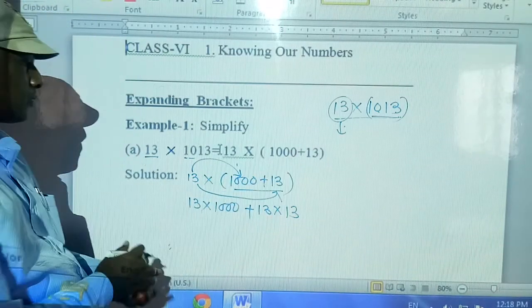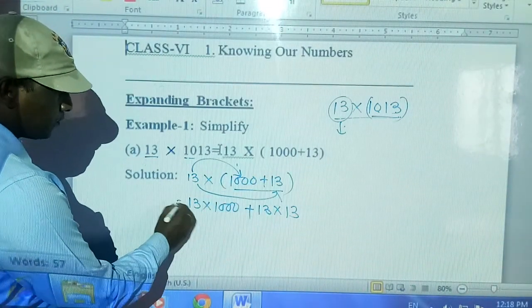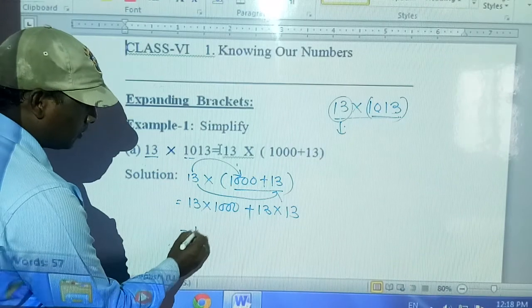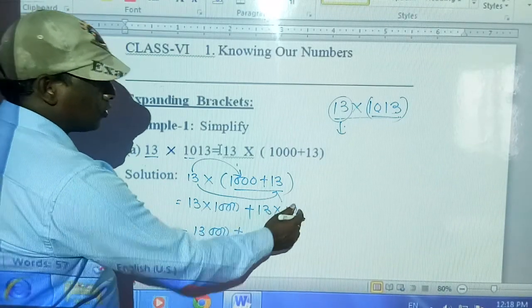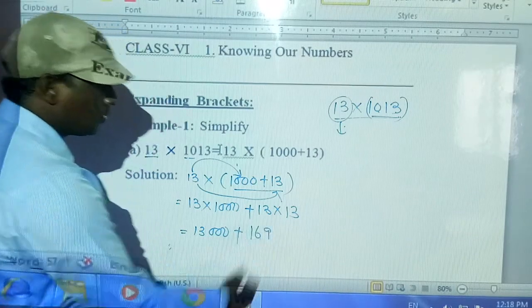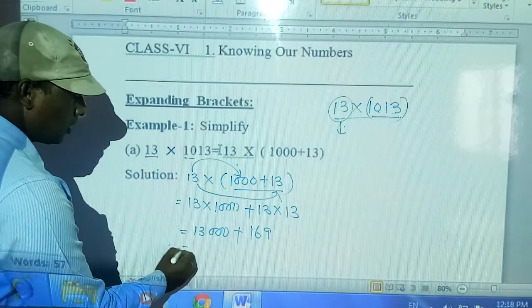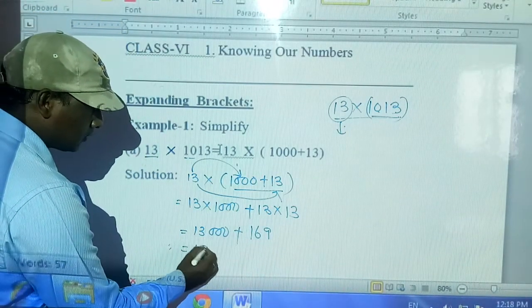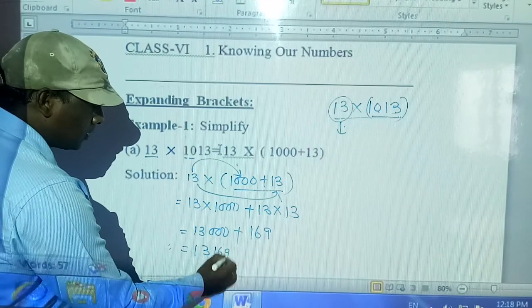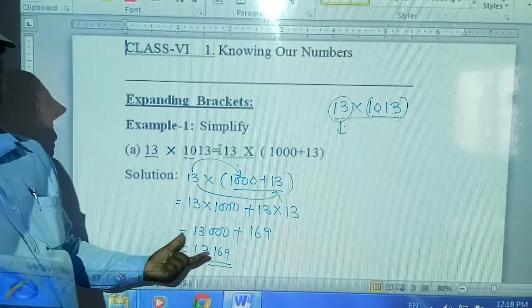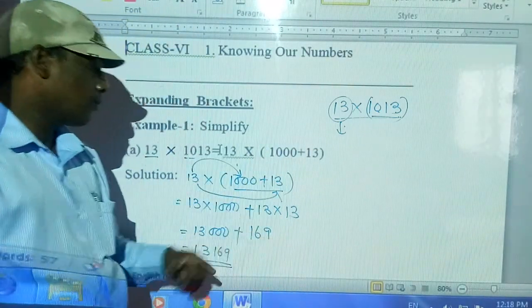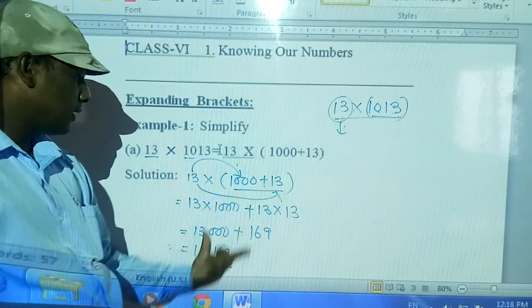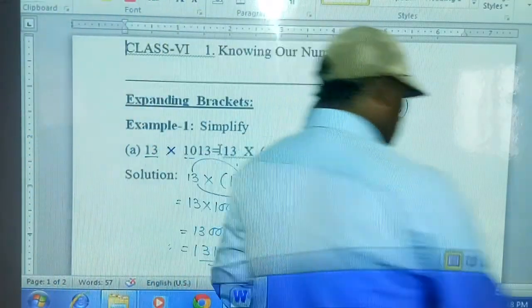You put equal to. Now 13 into 1000 is 13,000, because we can keep the 3 zeros directly, plus 13 into 13, which you multiply to get 169. If you add this, you will get the answer 13,169. Are you clear? So this is expanding the brackets. That means we are opening this bracket and multiplying.